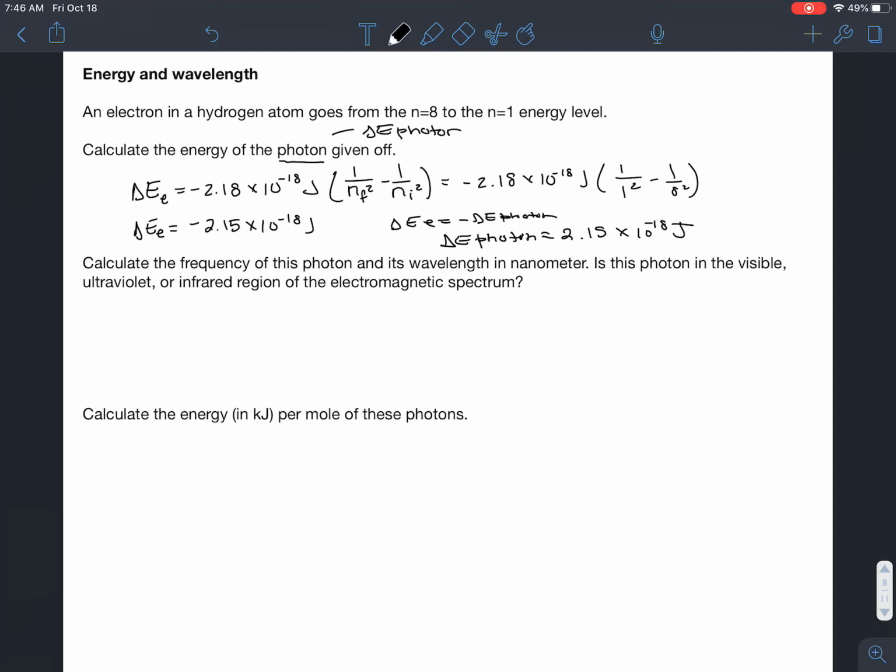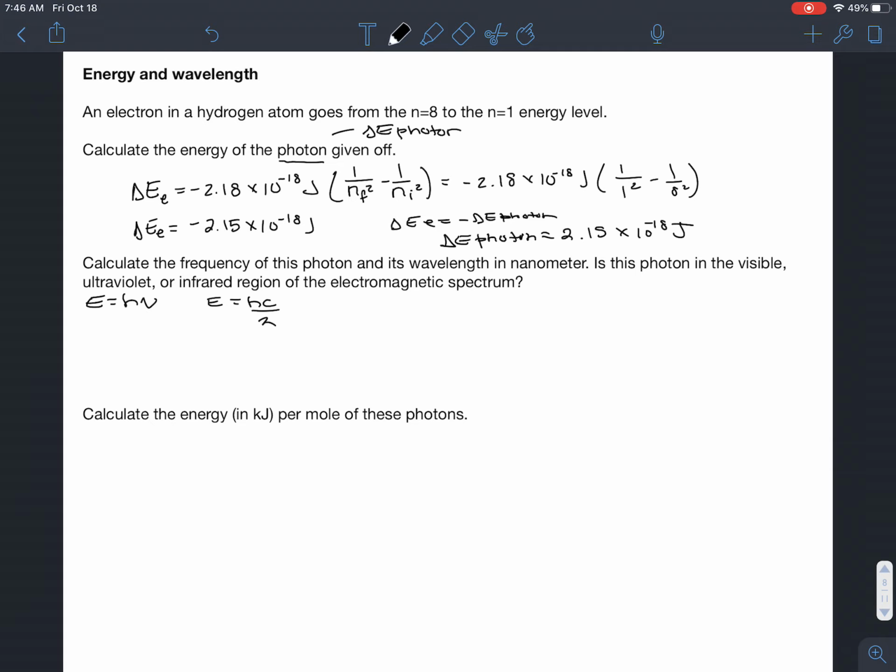of negative 18 joules. Now it says calculate the frequency of this photon and its wavelength in nanometers. Is this photon in the visible, ultraviolet, or infrared region of the electromagnetic spectrum? Okay, so you are looking for frequency and wavelength. I know that energy is equal to Planck's constant times frequency, and energy is equal to h c over wavelength, Planck's constant times speed of light divided by the wavelength.